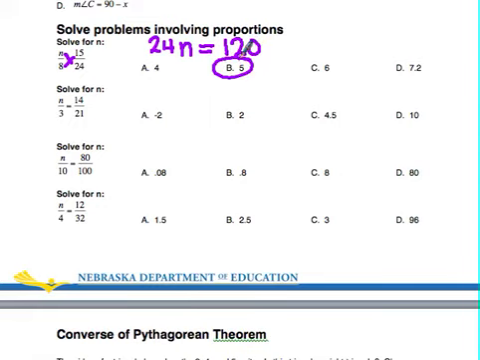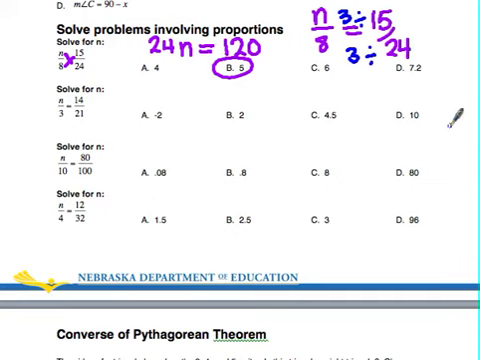That's one way. The other way is I can look at it and say, oh, I've got n over 8 equals 15 over 24. Let's look at the relationship between the two. 24 divided by what is 8? 3. So I could divide this by 3 and then divide this by 3 and get my answer to be 5. So there are 2 ways that that works.